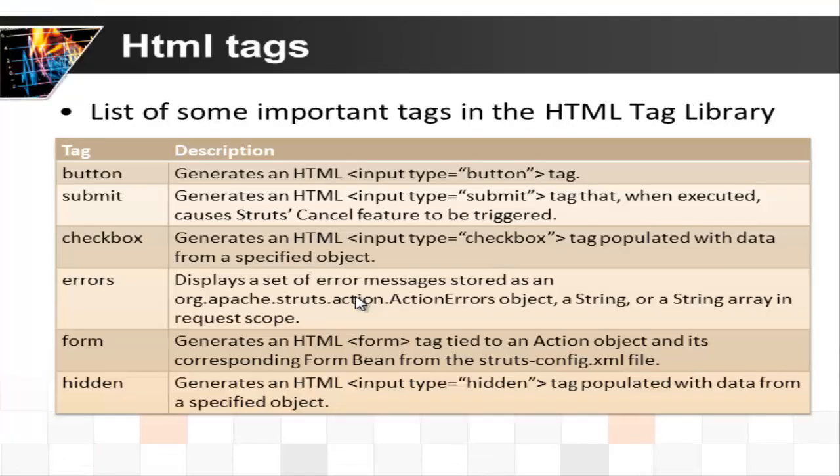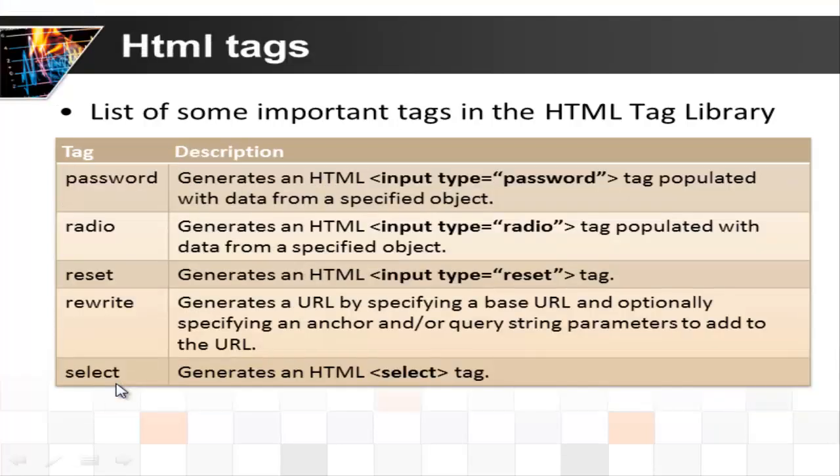Okay, so let's come back to what is there in the HTML tag. You are already familiar, so I won't go in depth into it. The HTML tag has buttons, submit, cancel, checkboxes, errors, forms, hidden. You've already used them, so it's not going to be a difficult task. You can also create radio buttons. We have not used them. You can also use the rewrite. Some of them we will see definitely today itself.